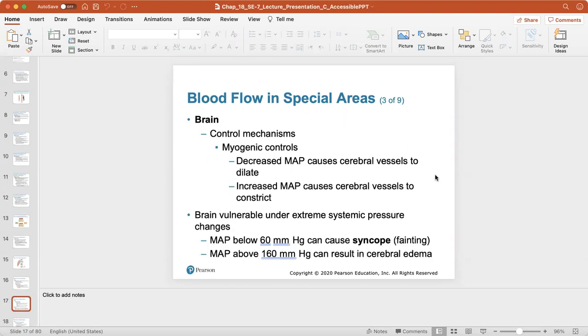More control mechanisms are myogenic controls. So the decreased mean arterial pressure causes cerebral vessels to dilate, and increased mean arterial pressure causes the cerebral vessels to constrict.